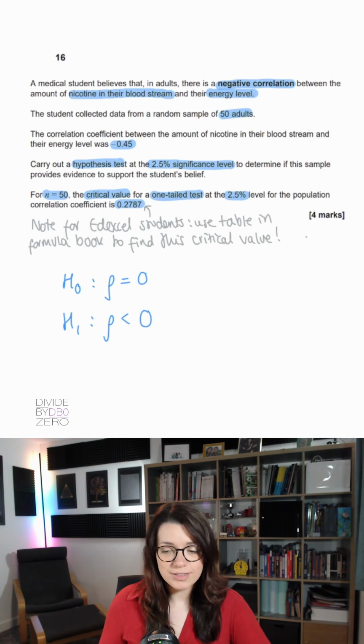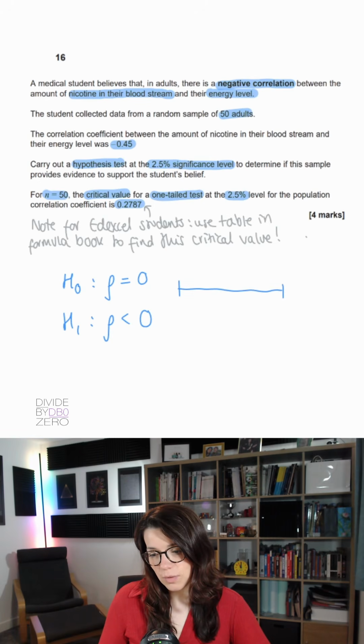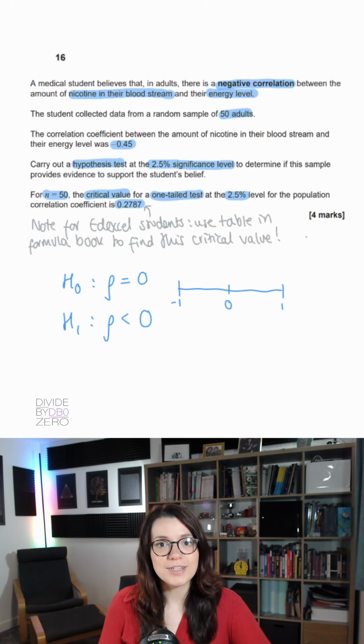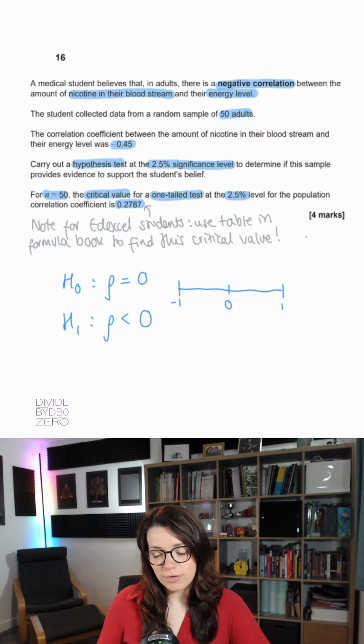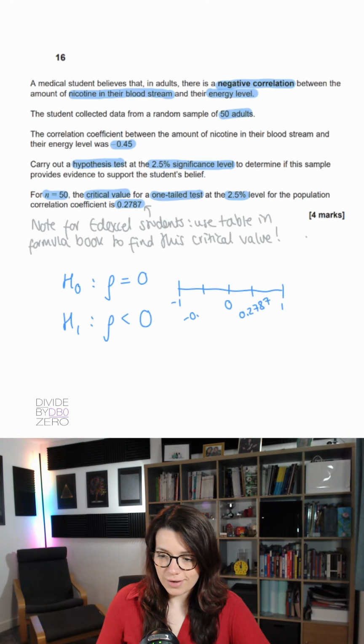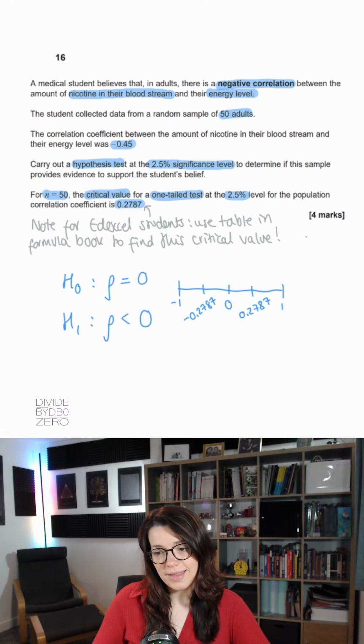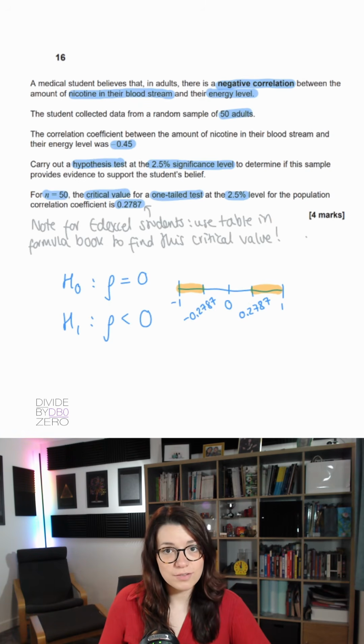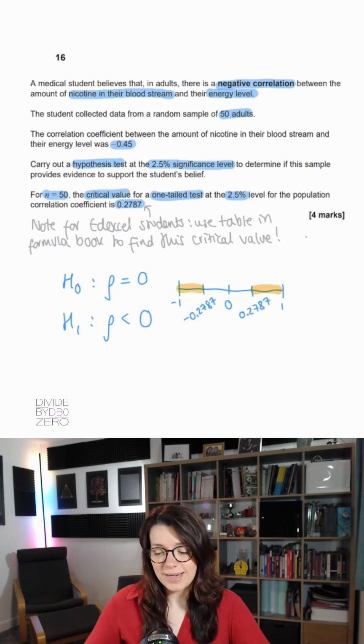At this point, I like to draw a number line that goes from -1 to 1, 0 in the middle, and that's going to represent our potential correlation coefficients. I then take my critical value, 0.2787, and I put that on the number line along with its negative version. Then I note to myself that anything in these regions would be considered extreme or significant enough to reject the null hypothesis, whereas anything in the middle would not be enough to reject.